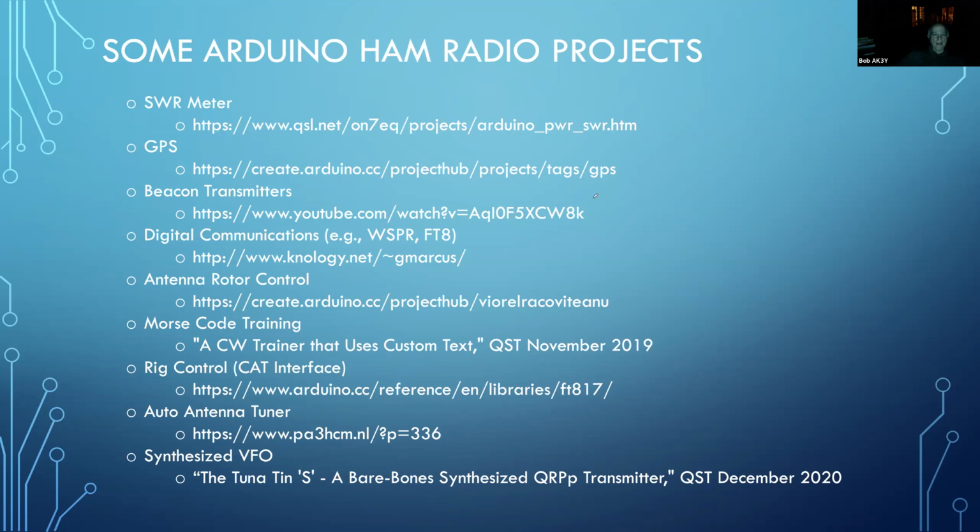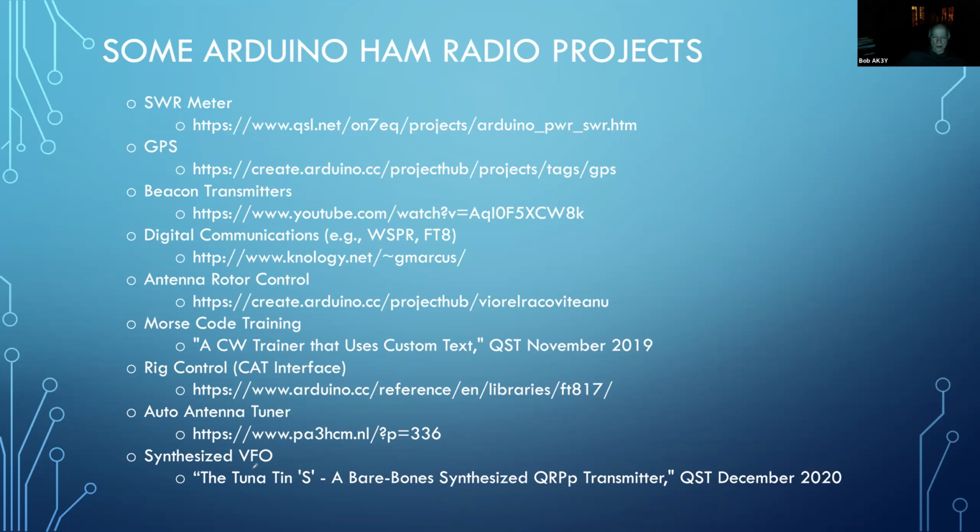and compute the SWR from it. I can interface a GPS to the Arduino. I can use it for beacon transmitters, for antenna rotor control. There are some really interesting things for satellite control. Rig control, CAT control. I can mimic the CAT control on Yaesu and ICOM rigs. Antenna tuners: I can build an automatic antenna tuner using the Arduino to control the switching of capacitors or inductors in series or not, or in parallel or not, depending upon what the SWR was.